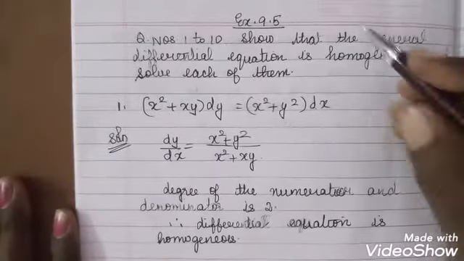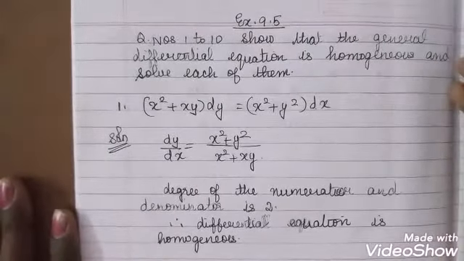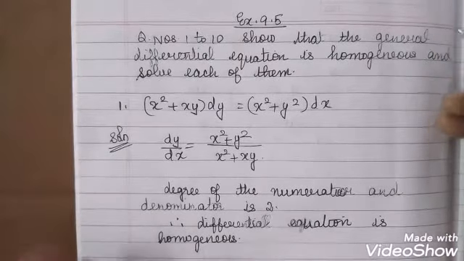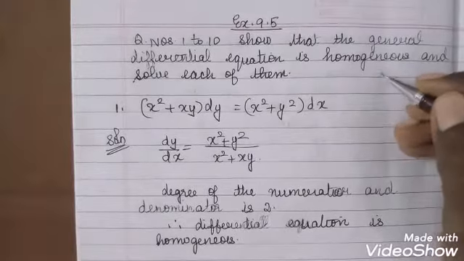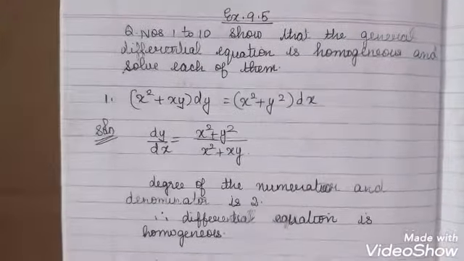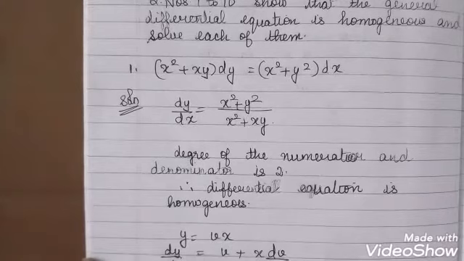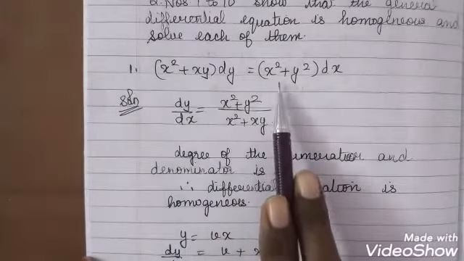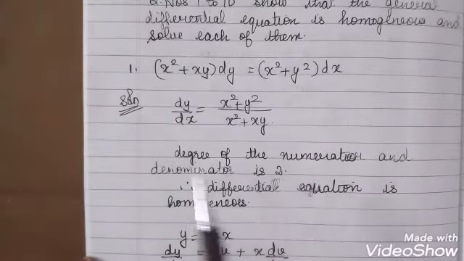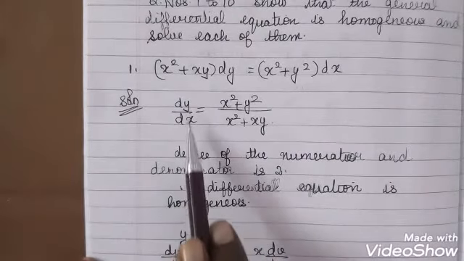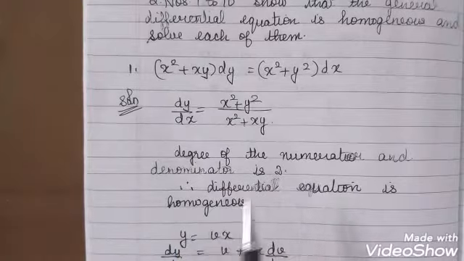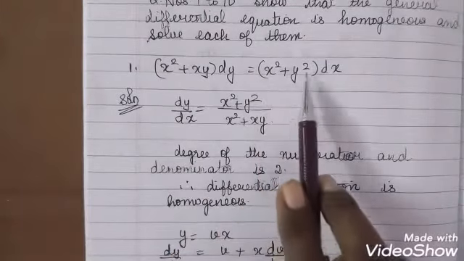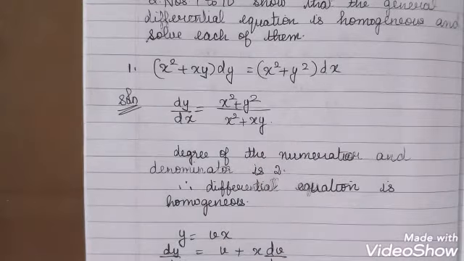So here we'll start with exercise 9.5. For questions 1 to 10 you'll have to find the general solution. You'll have to check whether it is homogeneous and then solve it. So we'll go over to the first question. It is (x squared plus xy) dy is equal to (x squared plus y squared) dx. The first step is to write it as dy by dx. When I bring this over, you can write it as dy by dx is equal to (x squared plus y squared) divided by (x squared plus xy).